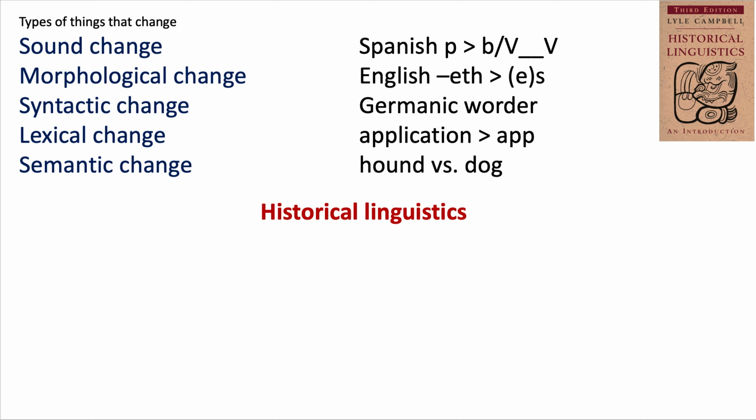Then we have semantic change. The textbook example here is the words hound versus dog in English. So hound is cognate to German Hund and Dutch Hond, but once upon a time in English it was used to refer to any type of dog, right? But over the centuries, the meaning of hound in English narrowed until it was only used for dogs that are involved in hunting. And dog has become the general term for the concept dog in English. So this is an instance of semantic change.